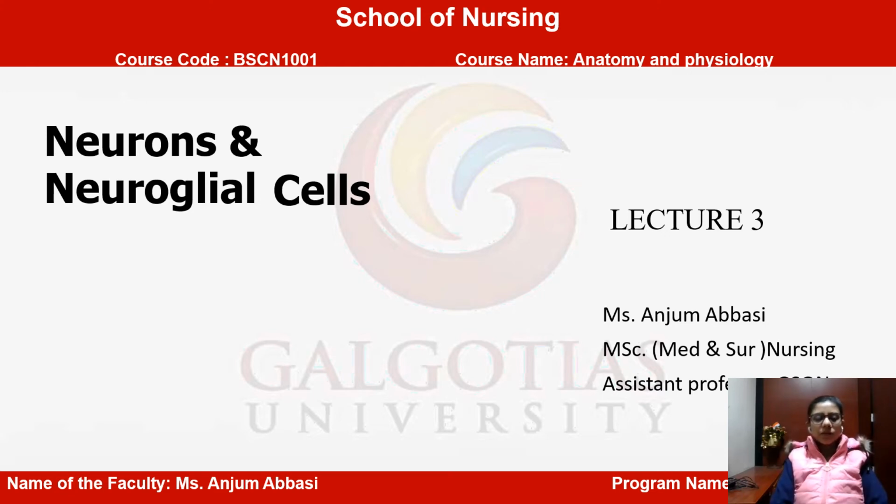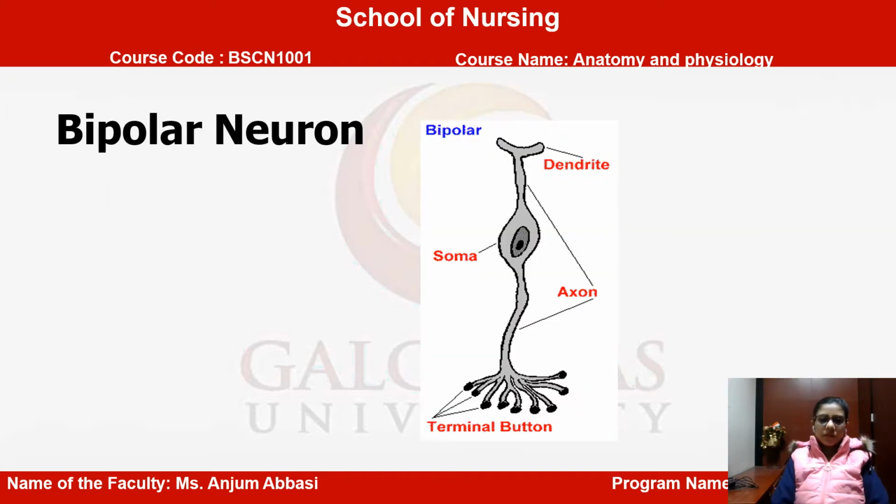Hi students, good morning. So this class is neuron and neuroglial cells, which is a continuation of the second lecture of this class. In the second lecture of neuroglial cells, we were discussing the classification of neuroglial cells on the basis of their structures, in which we have learned only bipolar neuron.